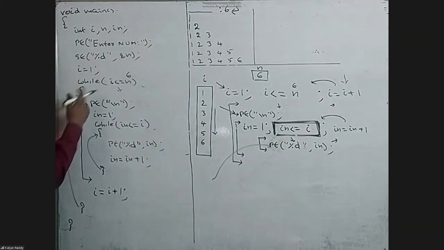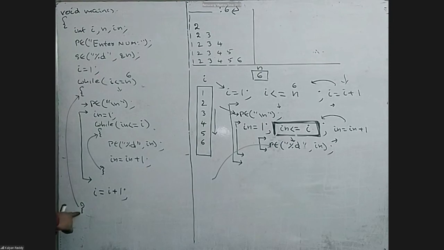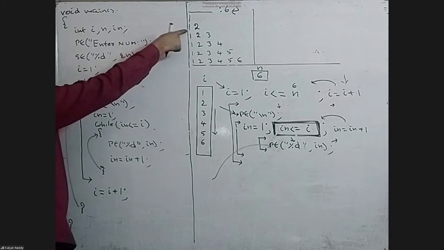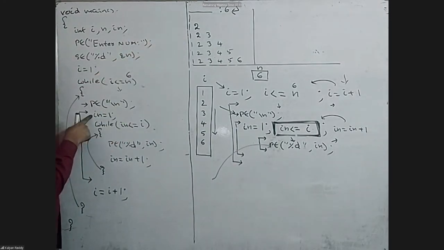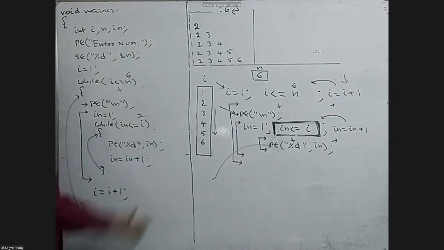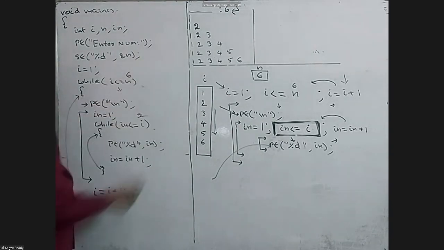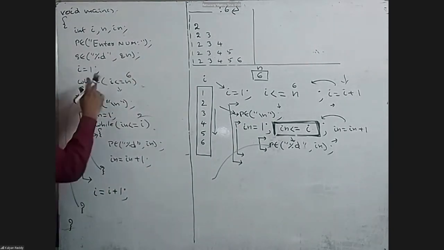Go up. Whenever you reach the end of the loop body, go back to the condition and check it out. 2 less than or equal to 6, true. Come inside. Printf \n, control comes to the next line. Once again I am starting with in equal to 1. Now the i value is 2. So 1 less than or equal to 2, 2 less than or equal to 2, 3 less than 2 is false, out. So 1, 2 printed. Next i became 3. Go up, come inside. Third line.